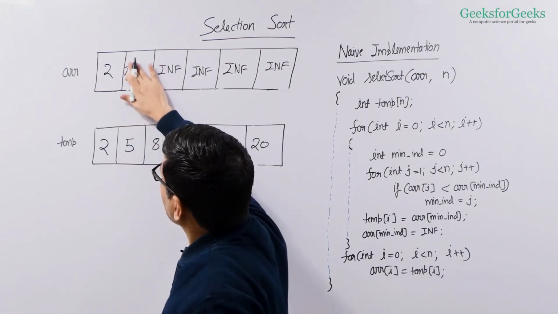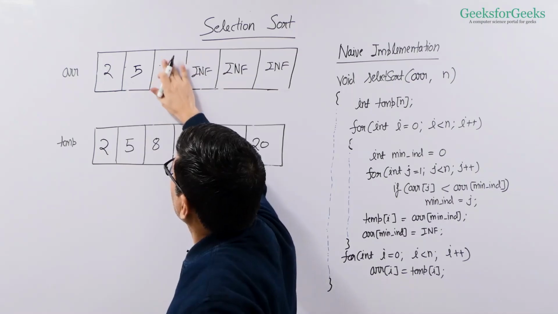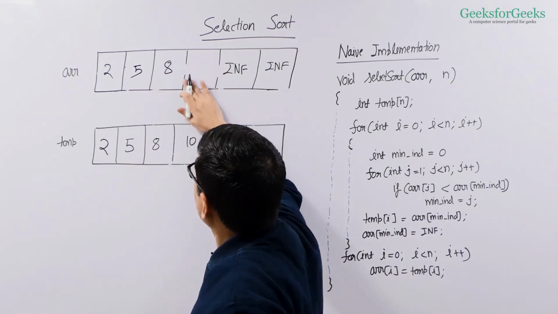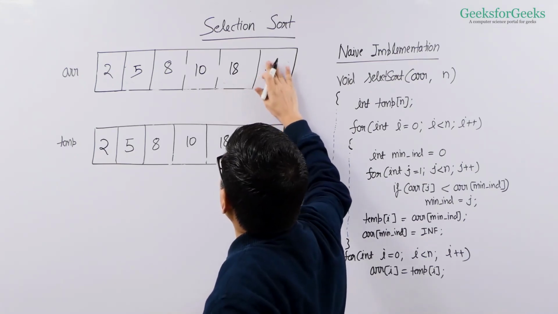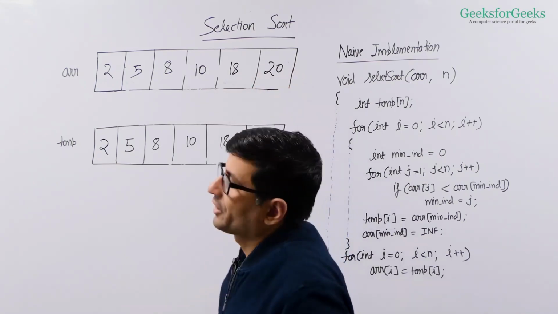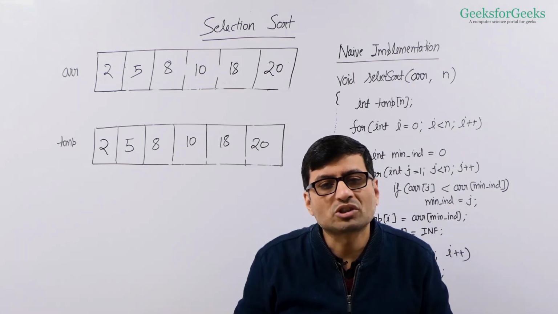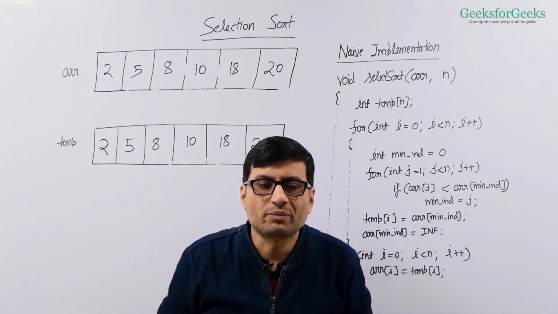2, 5, 8, 10, 18 and 20. So this is our final sorted array. Now please pause this video and try to optimize this solution.